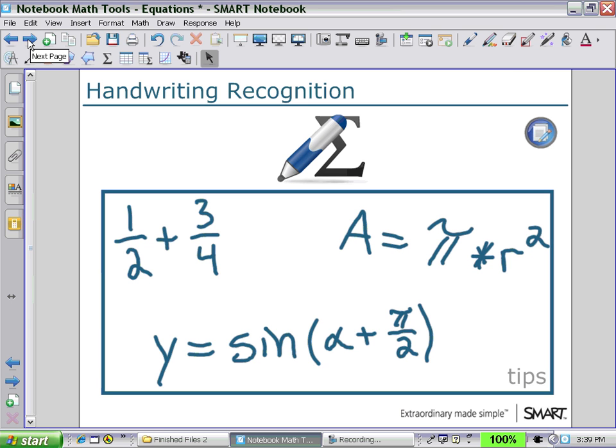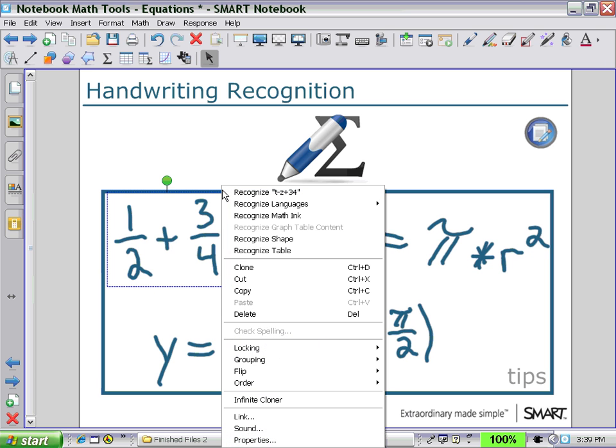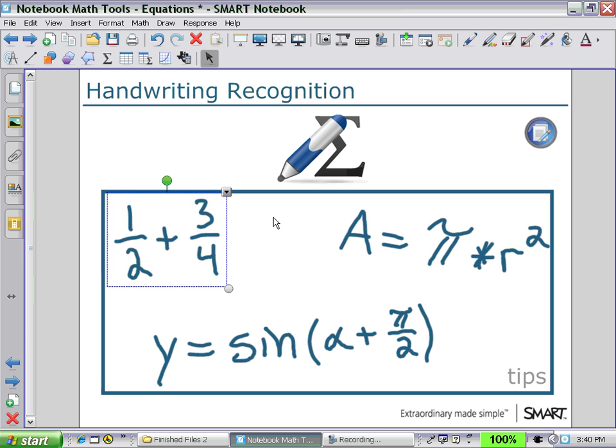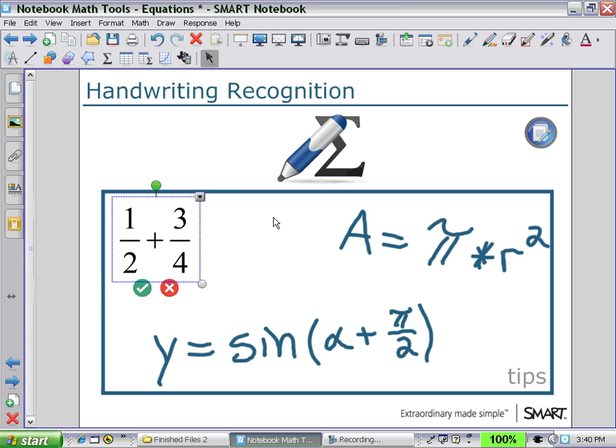Next, we'll look at the handwriting recognition tool. Here you see a number of items: one expression and a couple of equations. Selecting the fractional expression and using the handwriting recognition tool, you can see Recognize Math Ink. So if I select that, it's recognized and I can select to accept it or decline it. And there you see that expression.